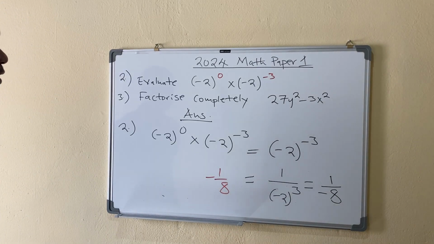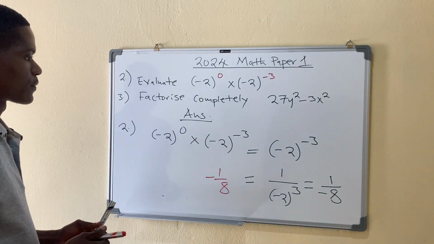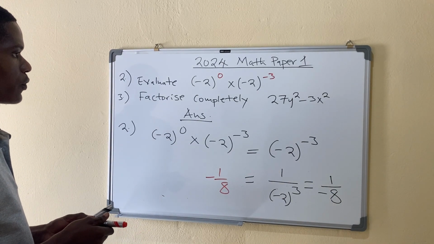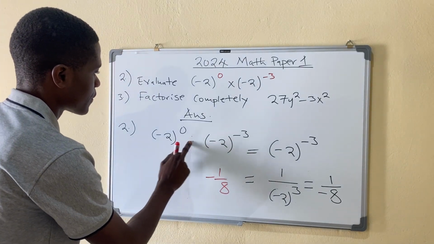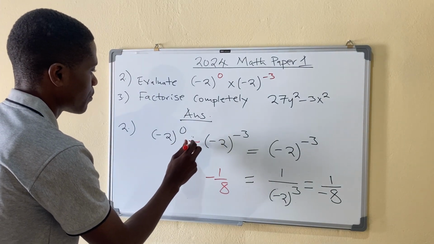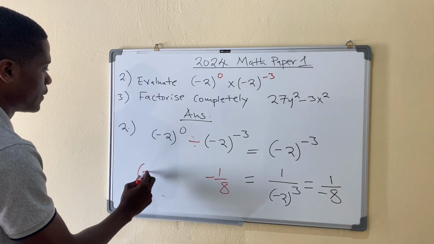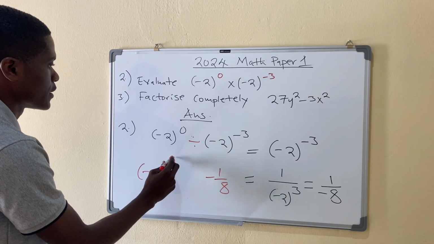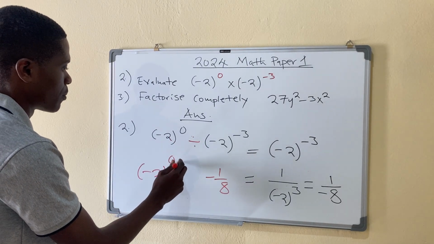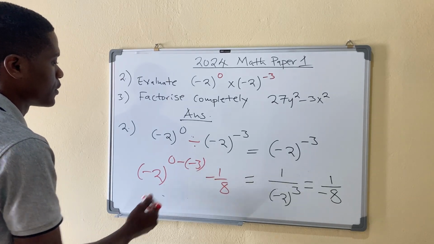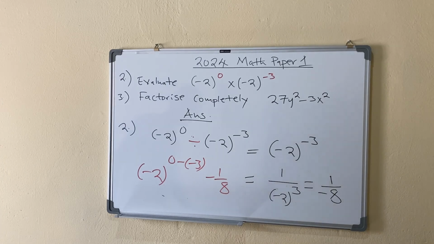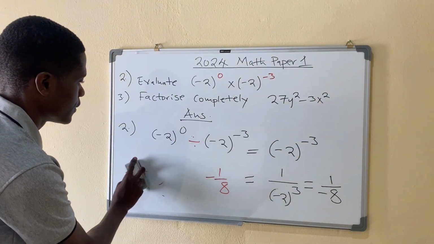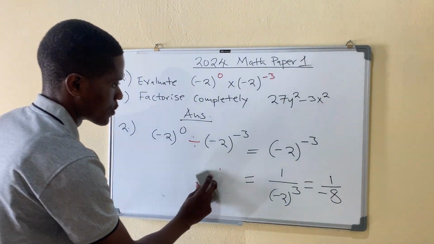Now, some of you may be asking, what would we have done if we were dividing? Division calls for you to subtract the powers. So if we had division there, we would have maintained the bases and then subtracted the powers. So that would be 0 minus -3, which would give us a positive 3 as a power. Okay. So we are done with question 2.